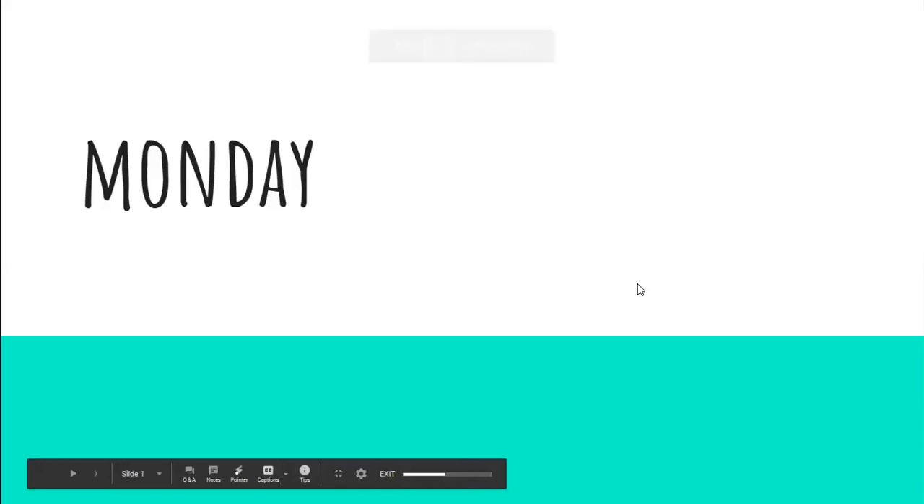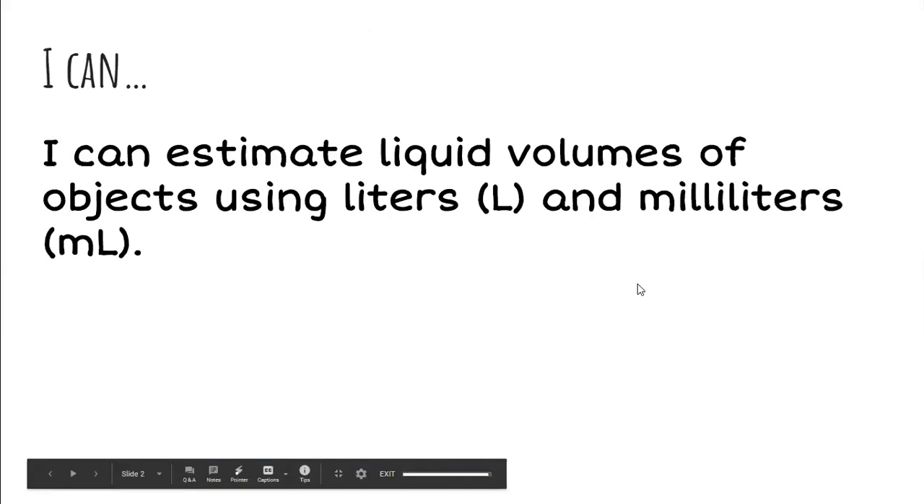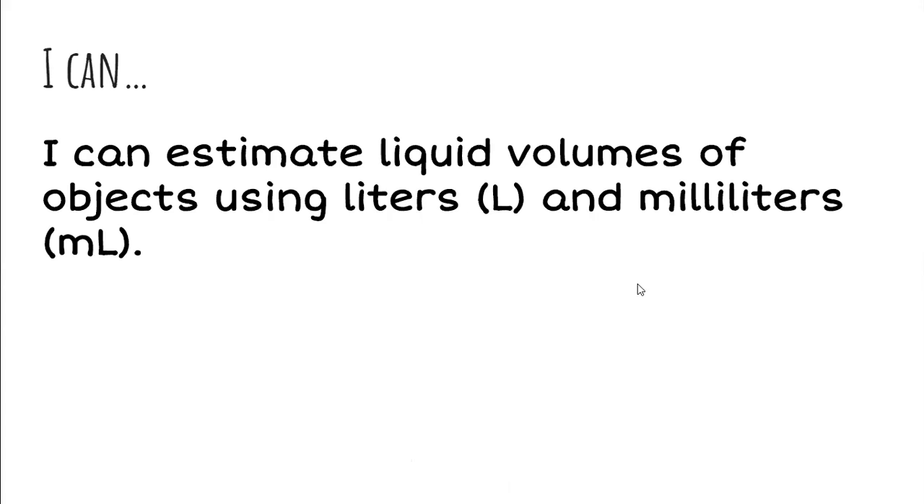So today, our goal is to estimate liquid volumes of objects using liters and milliliters. So liters and milliliters are used when measuring the volume of liquids. It's seen in grocery stores, the liters, if you buy water or any kind of soft drink. And also milliliters can be seen when you are purchasing medication, especially something like children's Benadryl or liquid Tylenol. It's usually in milliliters. So let's begin.